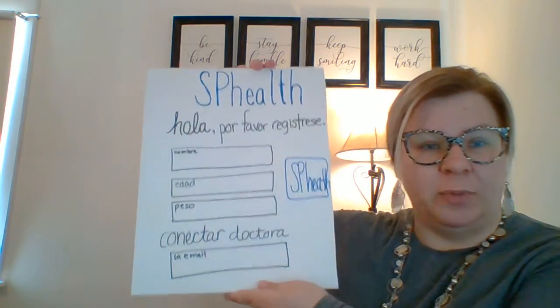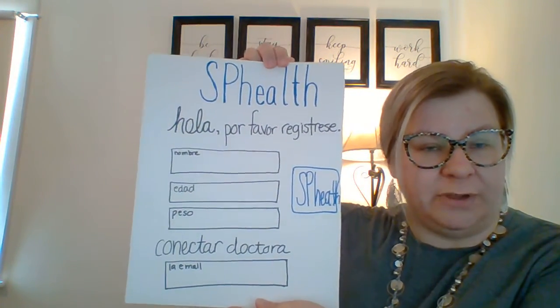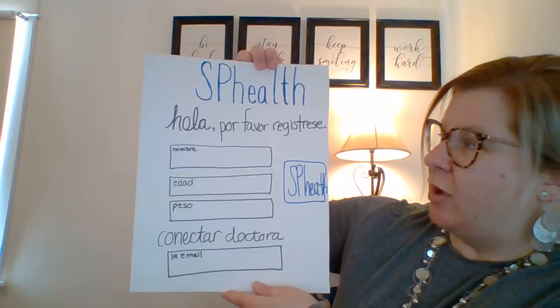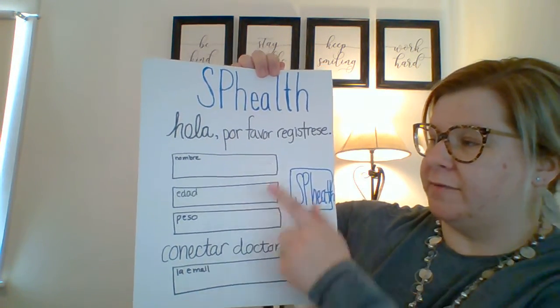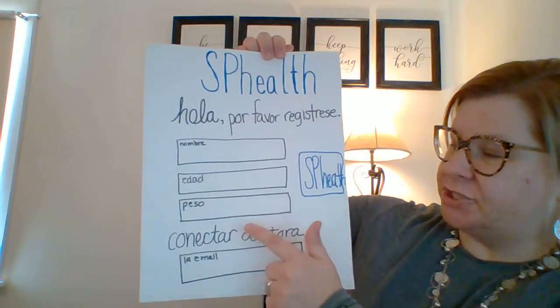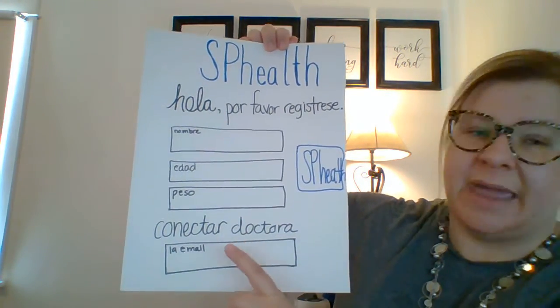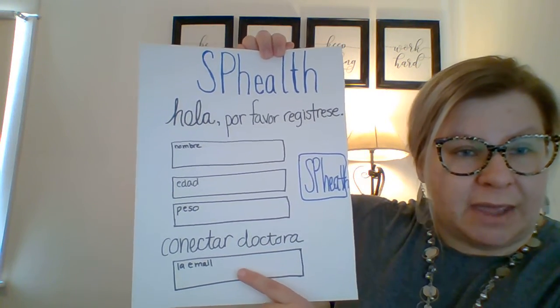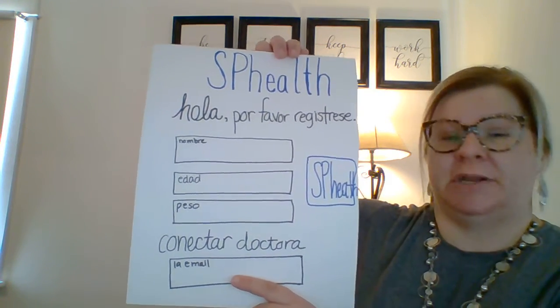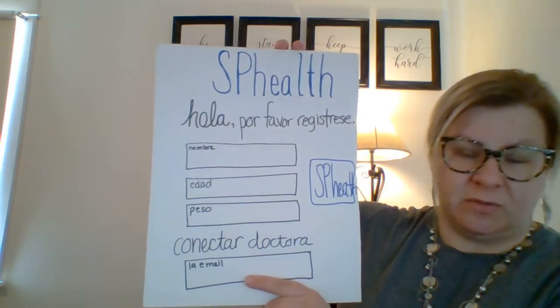So I just have a quick demonstration of the application that I did put together. I know we don't have to make one, but I thought it would be easier to demonstrate it. So this would be the opening page of the app when you first open it. It would say, Hola, por favor, registre. So we're going to look for their name, their age, and their weight, and then also have the availability for them to add their doctor's email in here so they can connect with their physician. That would be their first page and they'll register.